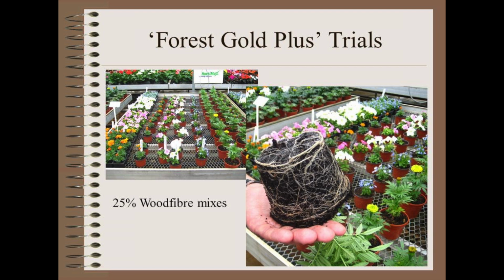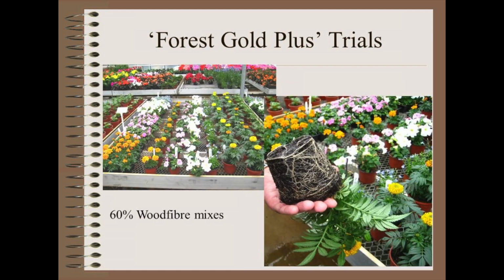So this is a trial undertaken in 2010 at Ball Colgrave, looking at 25% wood fibre mix. It worked pretty well in both pot and pack on bedding. You can see the root system there developed quite well. No problems in terms of the top growth. And even at 60%, it was still performing quite well, with reasonable root growth relative to peat. So the wood fibre has performed quite well.